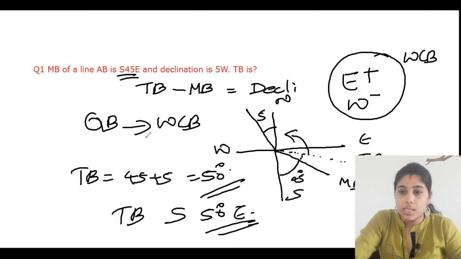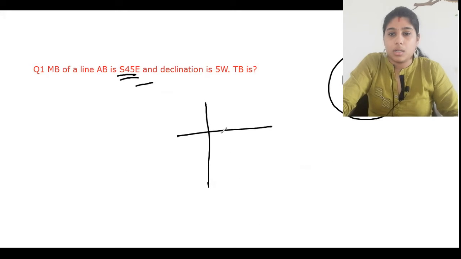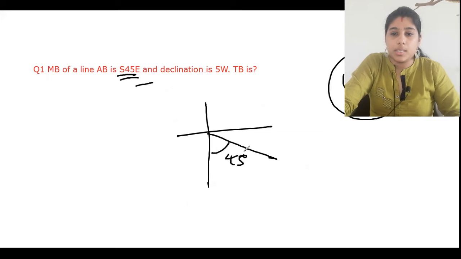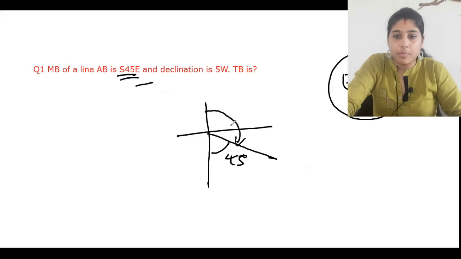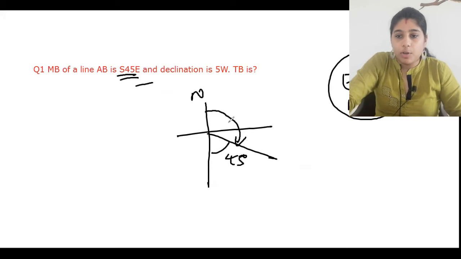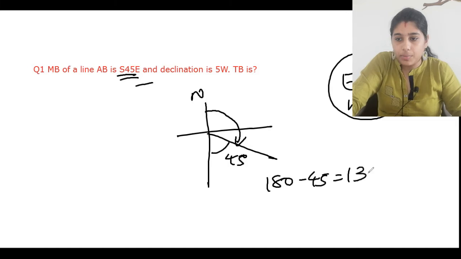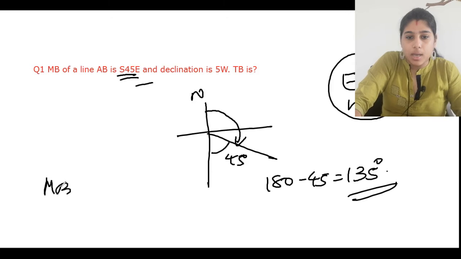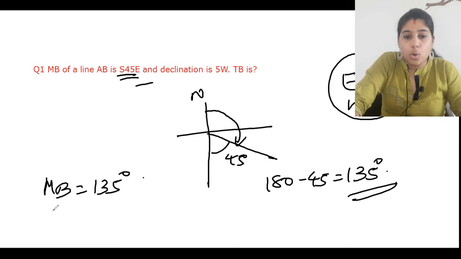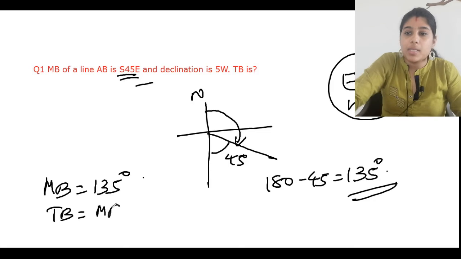Else you have to convert this south 45 degree east into the whole circle bearing. I will show you how to do it. South 45 degree east. So what will be the whole circle bearing? We have studied that from the north hand side every time we have to measure this angle. So total it will be 180, so this angle will be 180 minus 45, that is 135 degree, the whole circle bearing, that is the magnetic bearing. And true bearing will be magnetic bearing plus or minus declination.